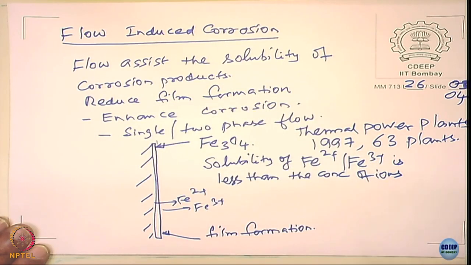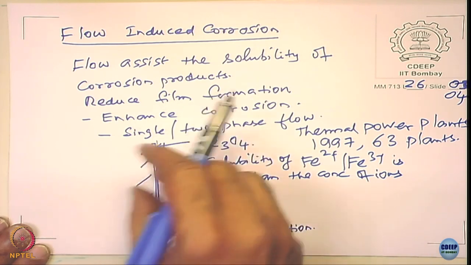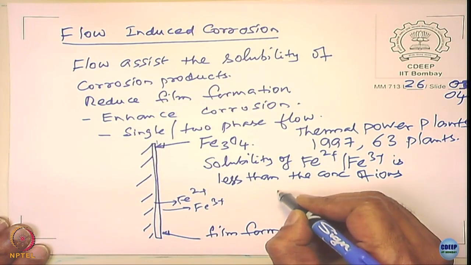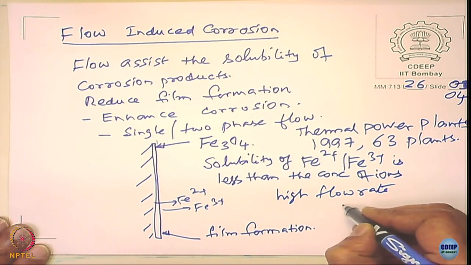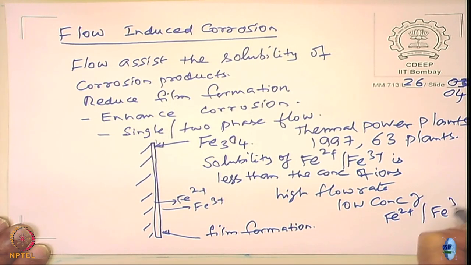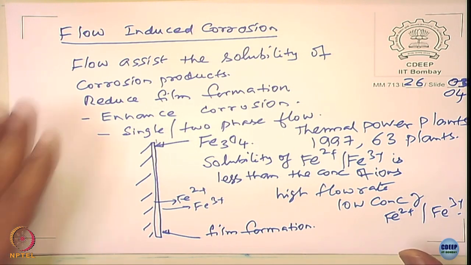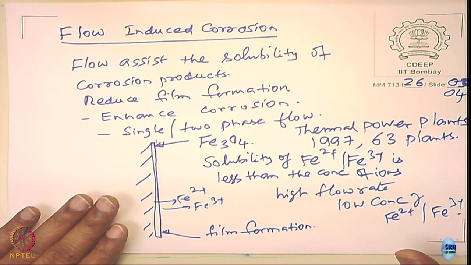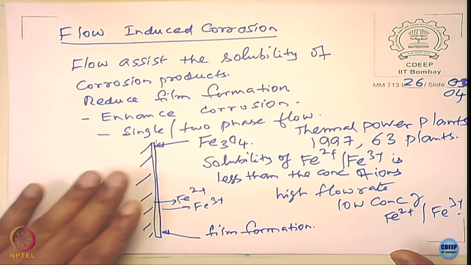Now, if I have a flow, what happens? They sweep away these ions from the surface. These ions are not going to get enriched, and so the film formation becomes very low, right? So, high velocity, high flow rate means a low concentration of Fe2+ and Fe3+ taking place. That means the metal starts dissolving more and more as you increase the velocities. So here the velocity increases the dissolution process by sweeping away the corrosion products. That means the film formation becomes very low in those cases.